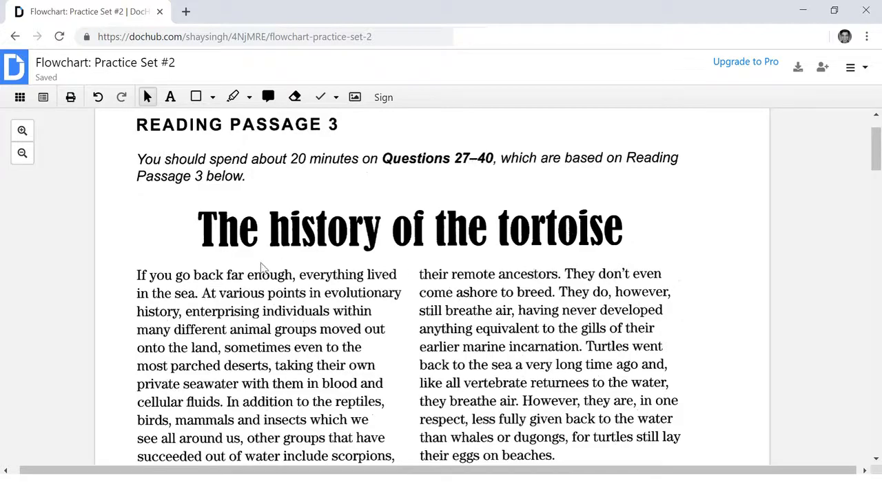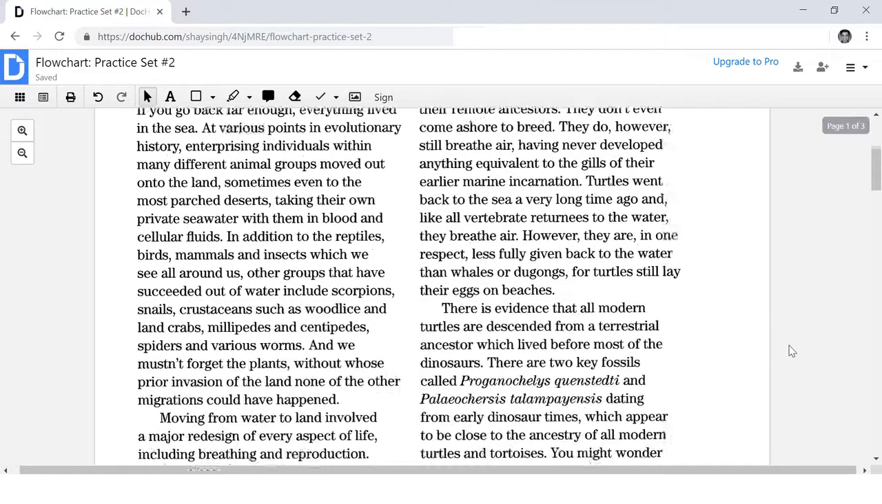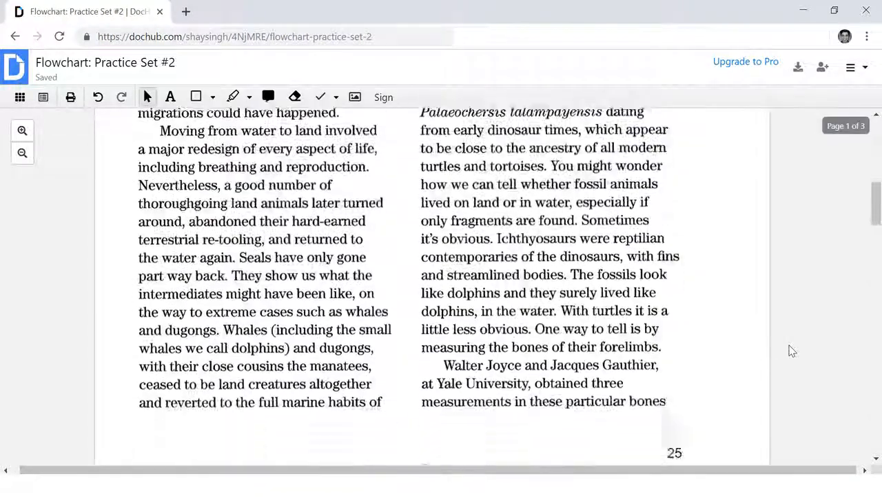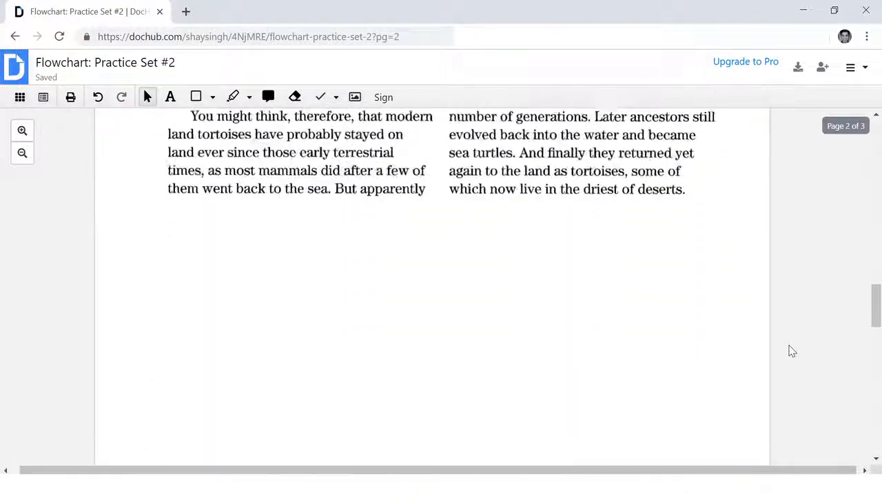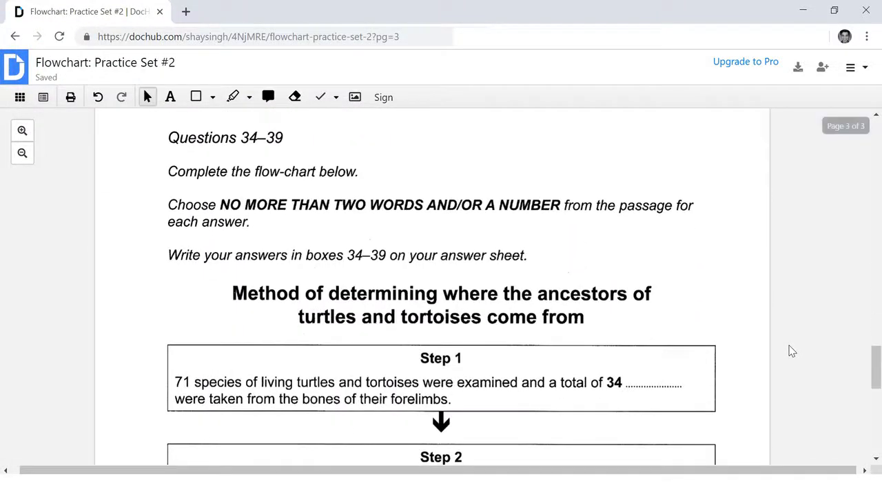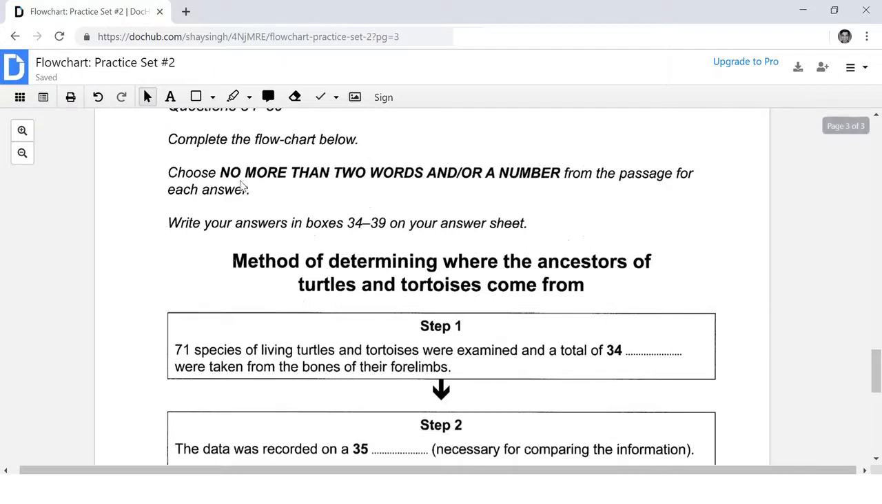Let's read the title, The History of the Tortoise. So we know that these questions are going to be about the tortoises. We're going to come straight down to our questions here. Let's begin with the directions. No more than 2 words and or a number. That means that you can have only 2 words or a number. You can also have 2 words plus a number. Okay?